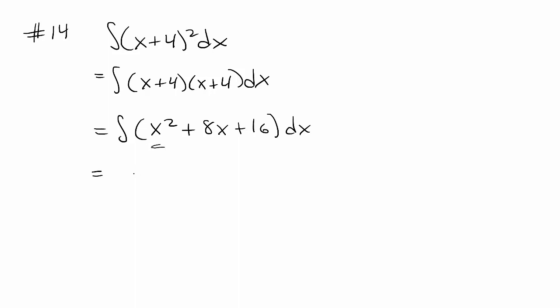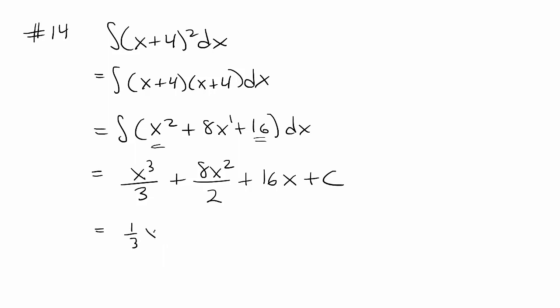So the first term, we're going to use power rule, so you add 1 to the exponent, divide by that number. Do the same thing for the second term, add 1 to the exponent, divide by that number. And then for this third term, you have 16, a constant, so you just multiply the variable to it, and then you have plus c, your constant of integration. And I'm just going to clean this up. I'm going to write this second term as 4x², and kind of leave the other ones alone. So that's the antiderivative for number 14.